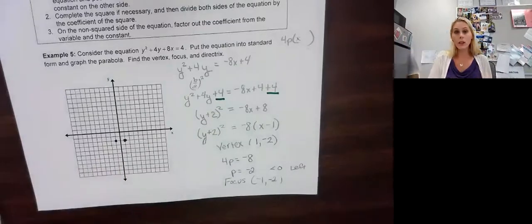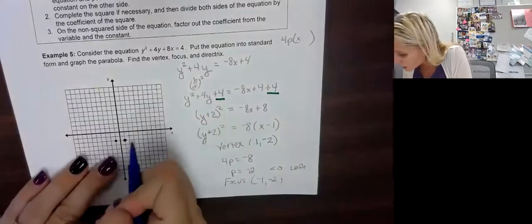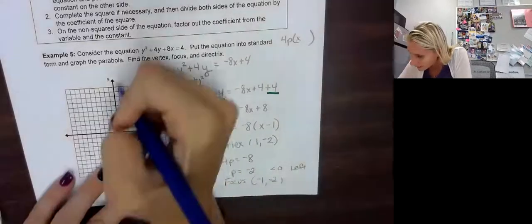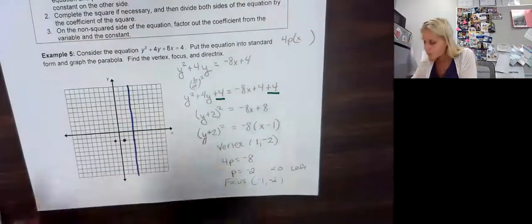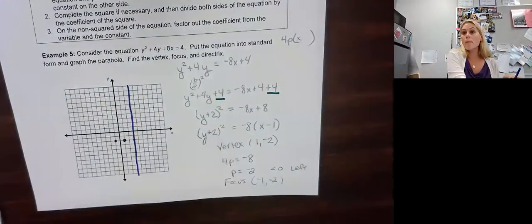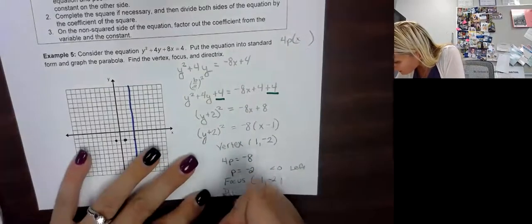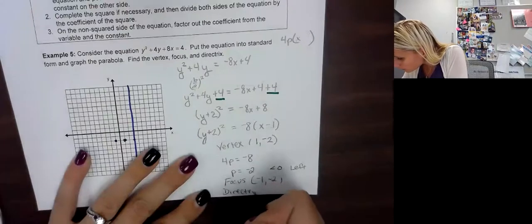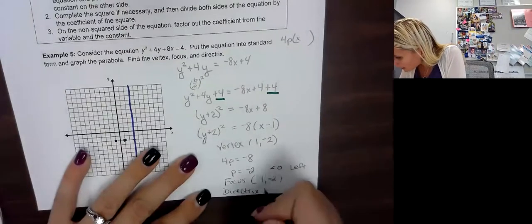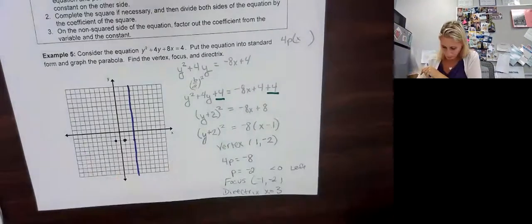All right, let's look at the directrix. It's the same distance, but the opposite way. So 2 there, and this is a line. Let's keep in mind it's a vertical line. So directrix is x equals, and it looks like it's 3.